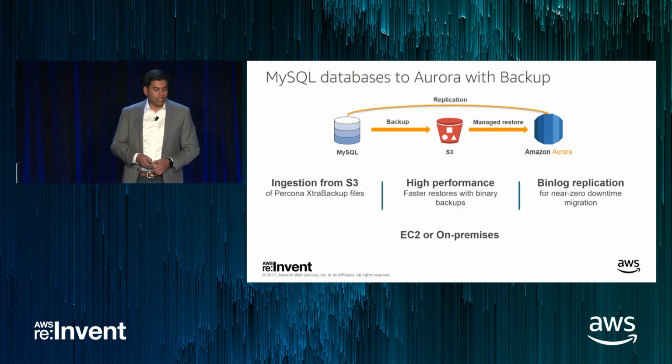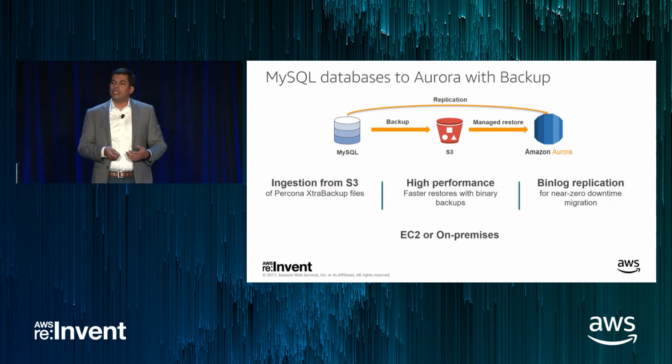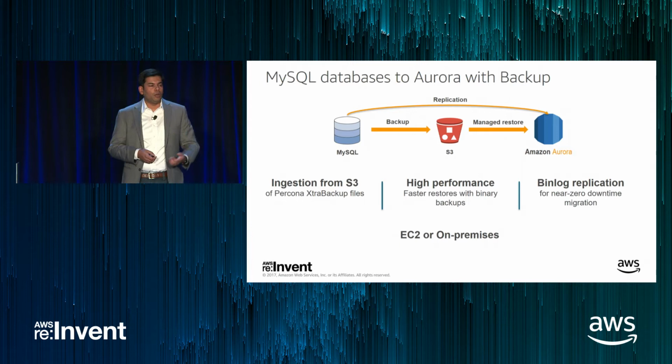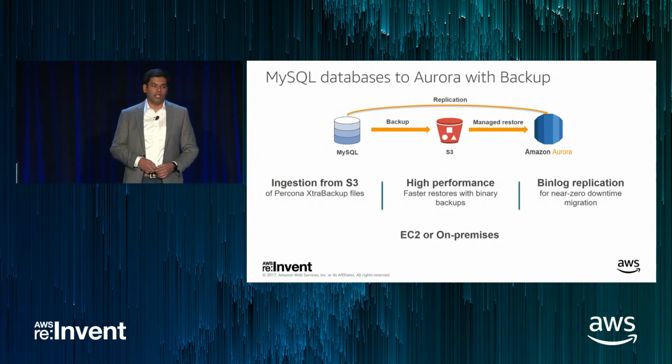Now, you might ask, how do I achieve minimal downtime while doing the migration? The process is similar to what we discussed in the previous step. In this step, you can set up replication, binary log or binlog-based replication, between your source database and target Aurora cluster. Once the replication completes, the process is similar: you just cut over your application to your target Aurora cluster.